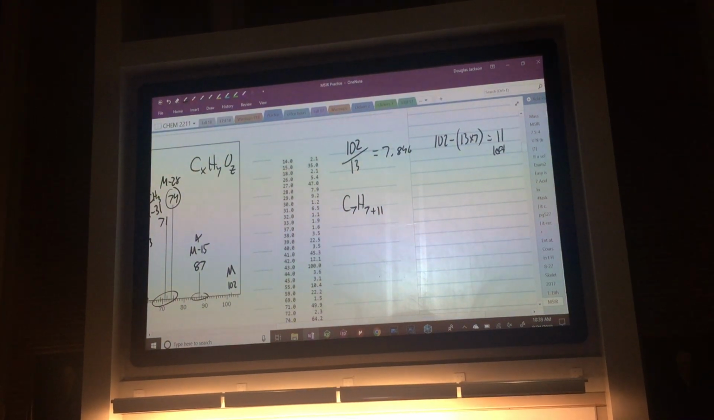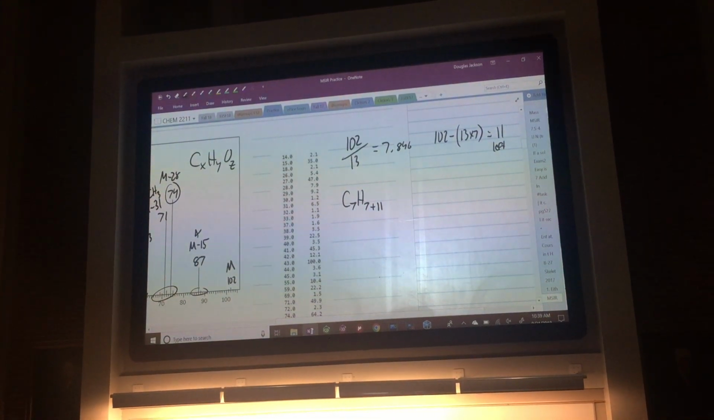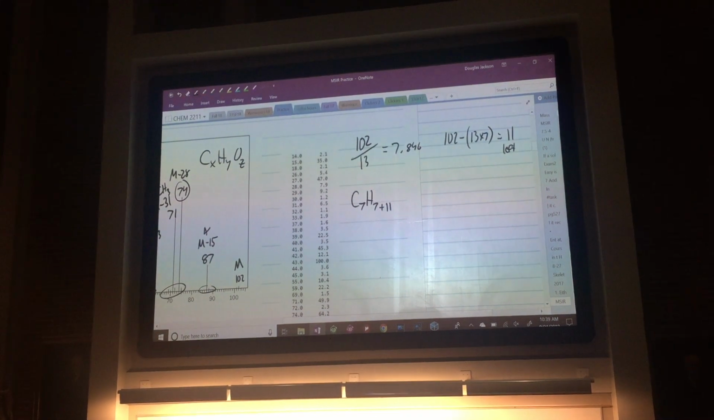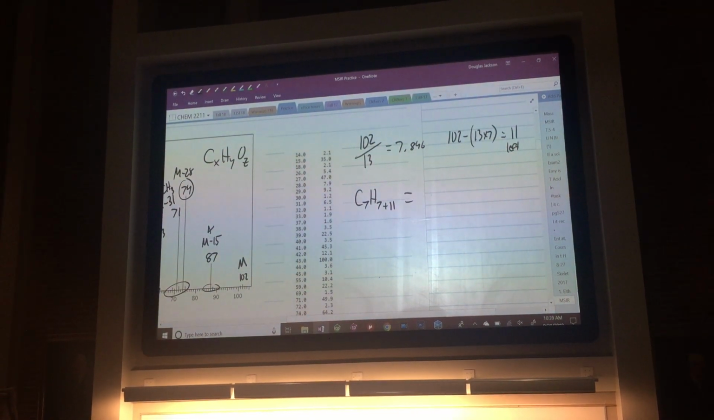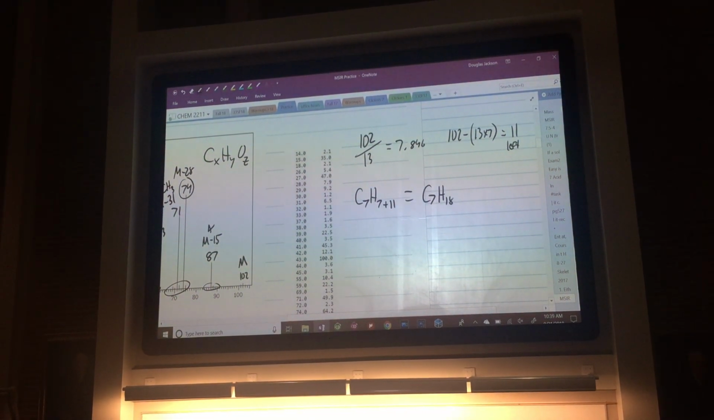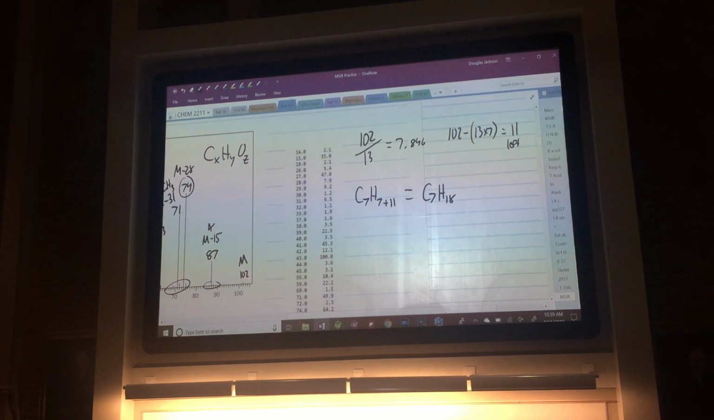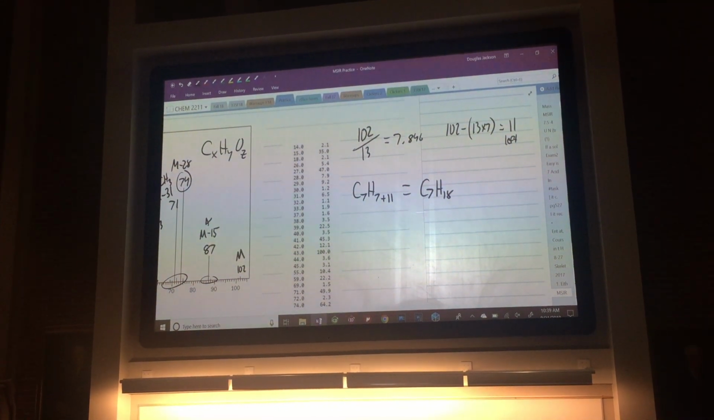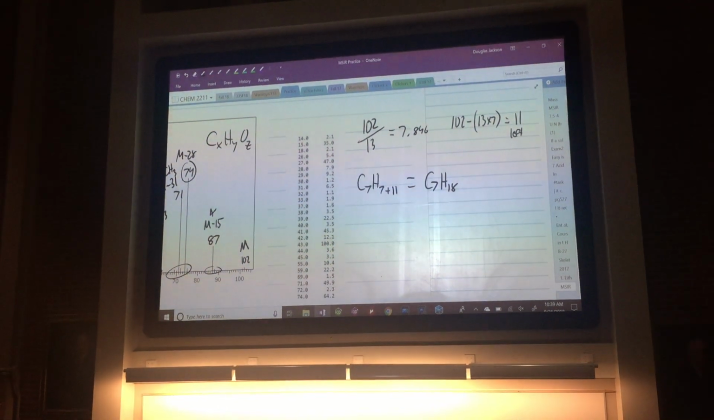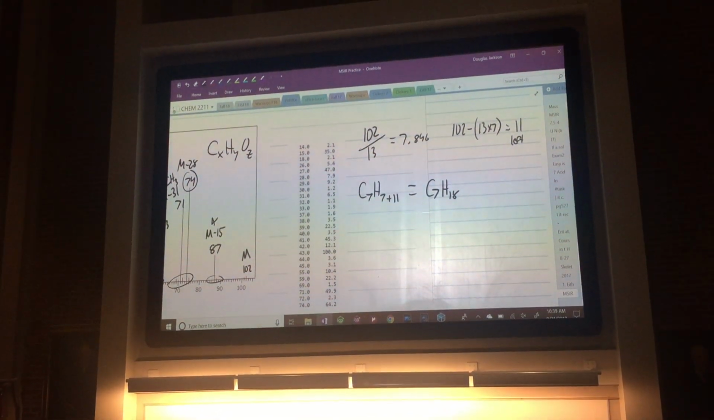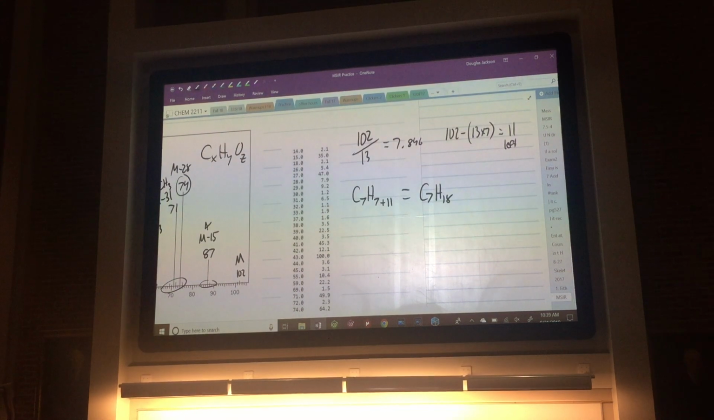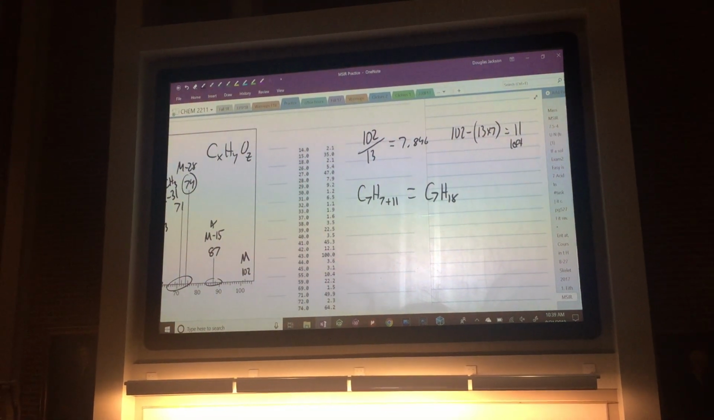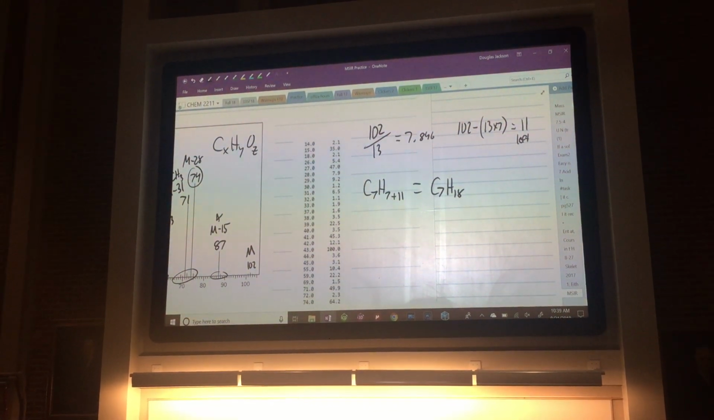So we've got to add that to our hydrogens. C7H18. Does that add up to 102? Let's check. 7 times 12 is 84, plus 18 times 1 is 102. Yes, we've added everything up right. We're good to go. That's our all carbon-hydrogen molecular formula.